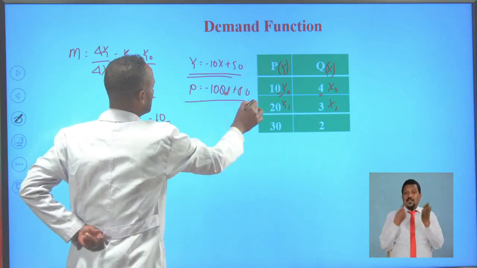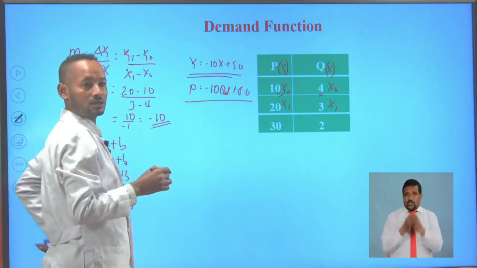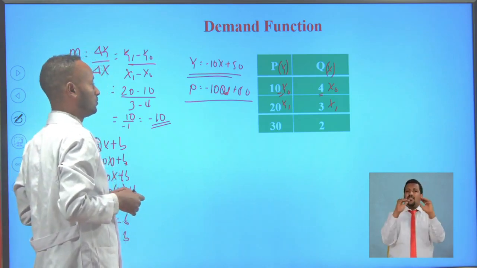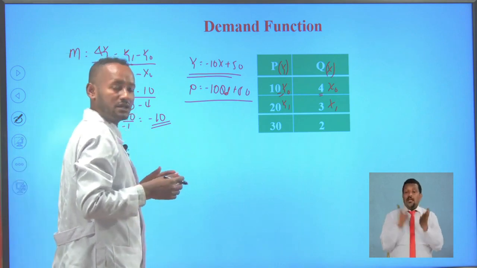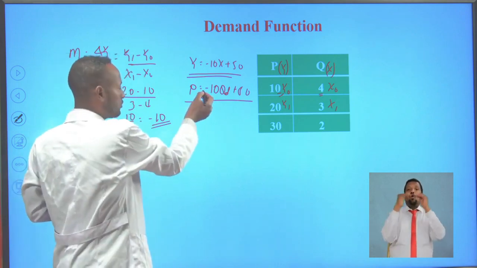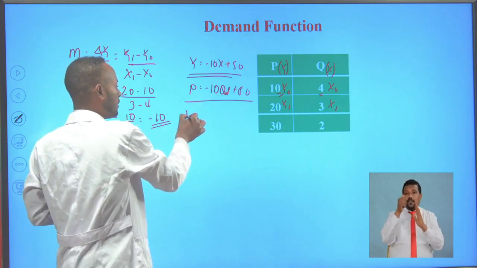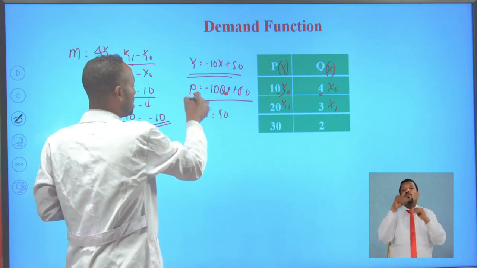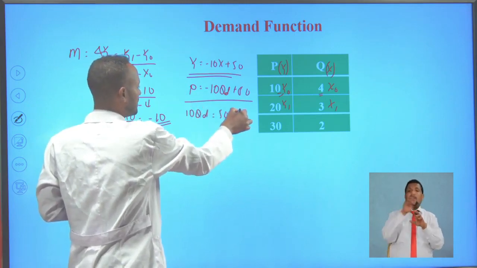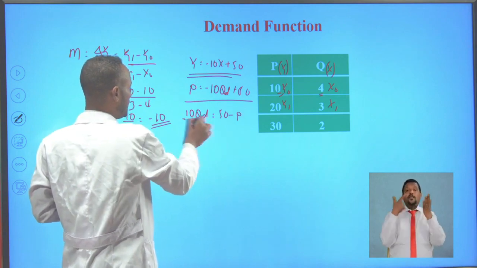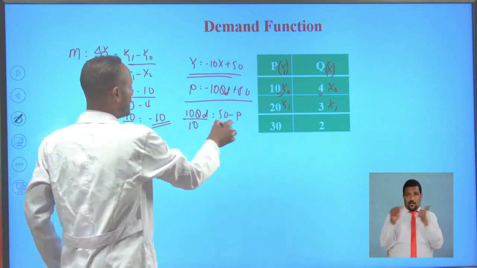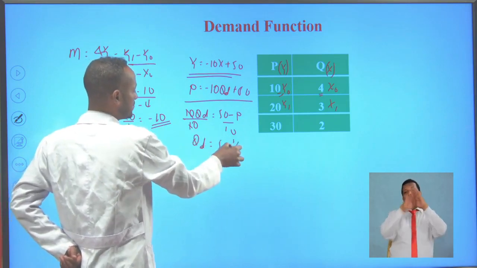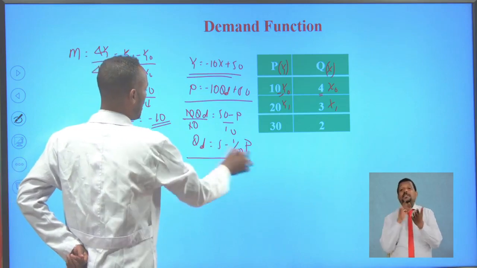Actually this is the demand function, but we have to put it in the form of quantity demanded equals. So in order to put it into quantity demanded equals form, we have to put this minus 10 QD to the left, then we are left with 10 QD, which is equal to 50, and when we put this p to the right, we get minus p. And when we divide both sides by 10, we are left with the quantity demanded, which is equal to 5 minus 1 over 10 p. This is our demand function.